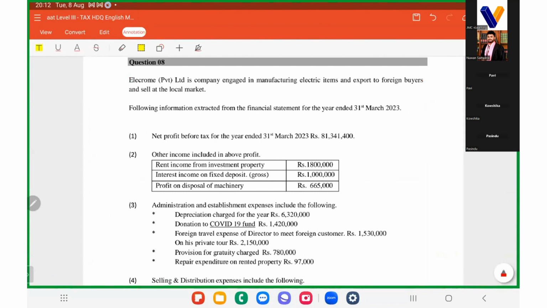Electron Private Limited is a company engaged in manufacturing electric items and exporting to foreign buyers and selling in the local market. The following information is extracted from the financial statement for the year ended 31st March 2023, that means within that year of assessment. The net profit before tax for the year ended 31st March 2023 is given as 81,341,400. And when you calculate that net profit, the following other income is already included in that profit.